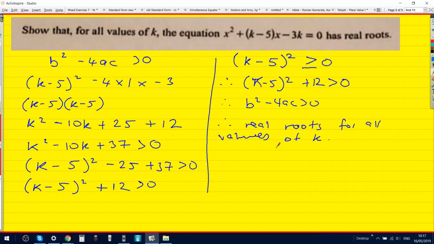Minimum, yes. The minimum for this is 12, and that's when K is 5. If you were to do it as a graph, the minimum would be at 5, 12. This one we couldn't do using the formula, so we just do completed square form. The square thing is always greater than or equal to 0, and so obviously plus 12 is definitely greater than 0. Any questions there?